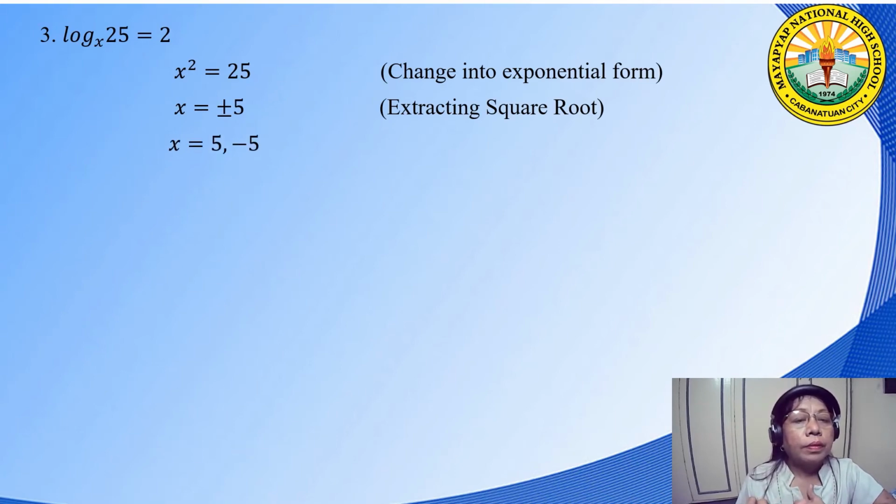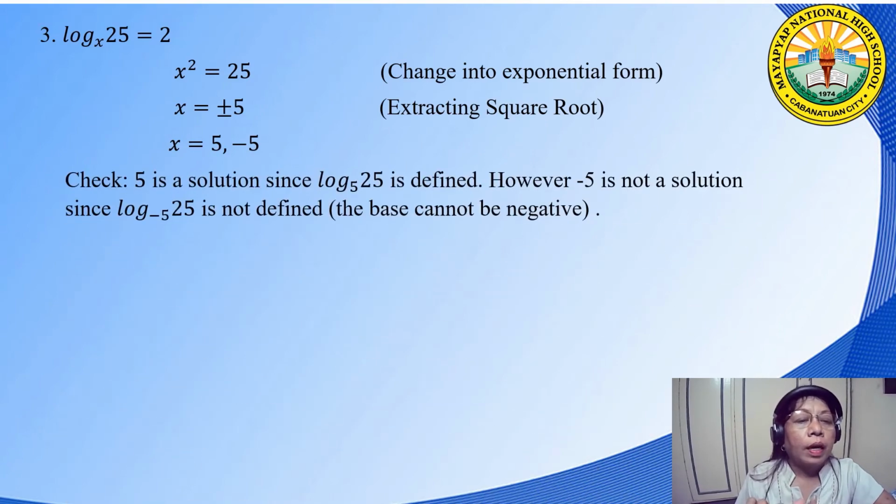Then you can also check it to find out if the value of x is correct. So 5 is a solution since logarithm of 25 to the base 5 is defined. However, negative 5 is not a solution since logarithm of 25 to the base negative 5 is not defined because the base cannot be negative.